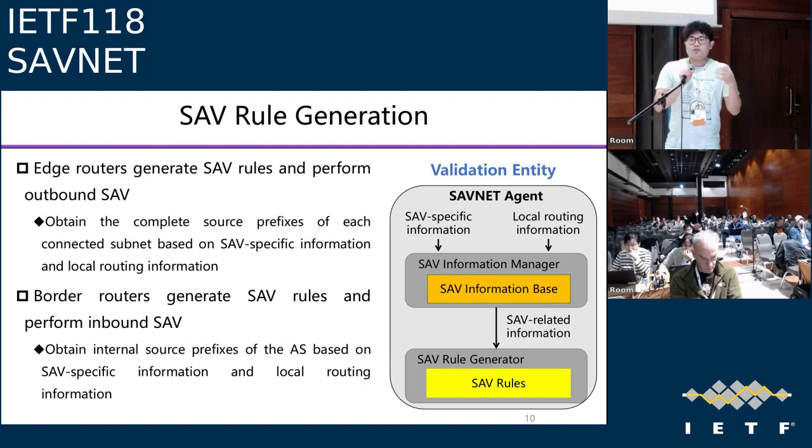Routers acting as validation entity receive SAV-specific information from other intra-domain routers. After that, the router will consolidate the SAV-specific information it receives and its local routing information in the FIB or RIB to generate the SAV rules. As mentioned above, in intra-domain networks, edge routers and border routers have different goals. Edge routers generate SAV rules and perform outbound SAV. So they should obtain the complete source prefixes of each connected subnet based on the SAV-specific information they receive and their local routing information. While border routers generate SAV rules and perform inbound SAV. So they should obtain internal source prefixes of the AS based on SAV-specific information and local routing information.